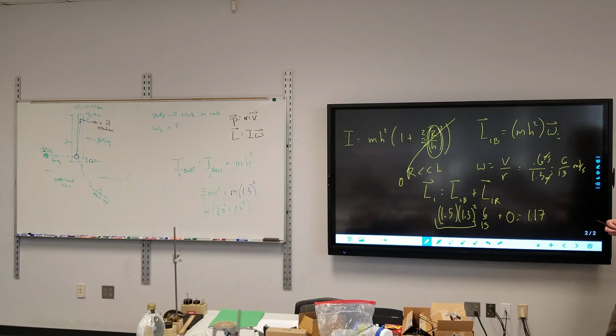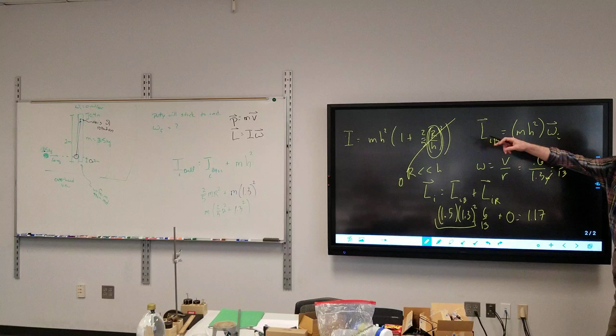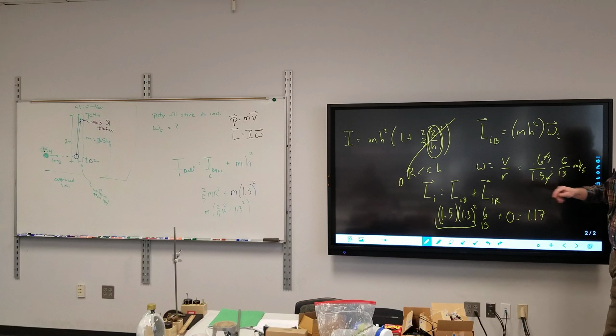How did we figure out M and H? Well, M is the mass of the ball, and H is how far we shifted the axis. So 1.3 again? Yes. You just told me that. The units are obvious. And where did we get the plus 0? That's because the rod is initially at rest, so its angular momentum is 0.